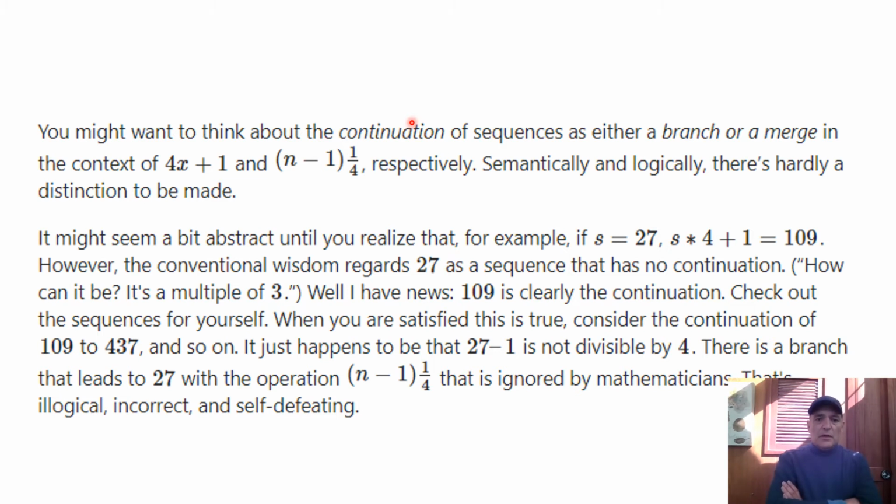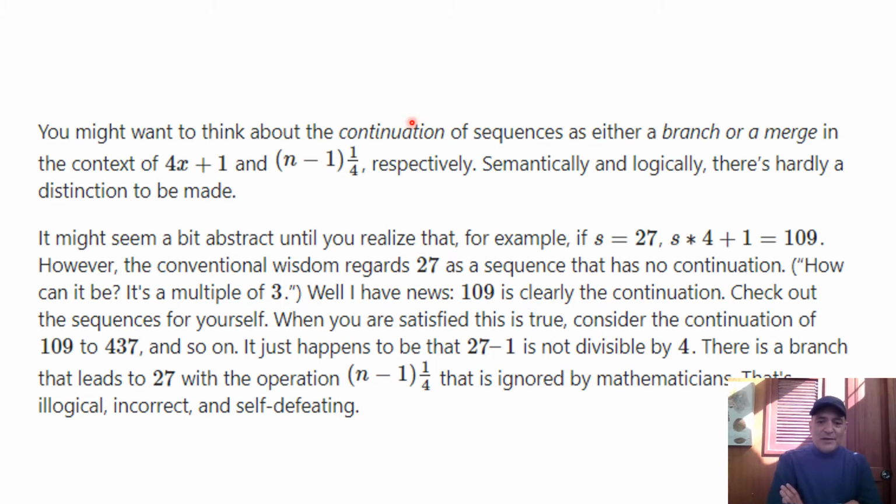Well, here's the news. 109 is clearly the continuation. And if you check out the sequences for yourself, you will see there's a merge. I think it's on 41 and actually 82. When you're satisfied that this is true, you can consider the continuation from 109 to 437, again, times 4 plus 1. So what is it about 27? And I always come back to 27 because it's such a long sequence, relative to other small numbers.